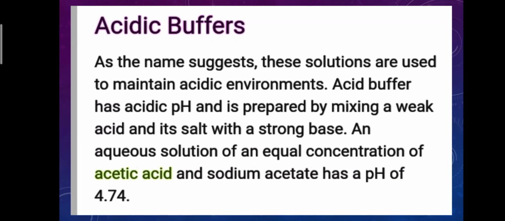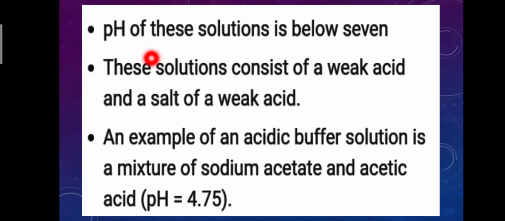This acidic buffer has a pH of 4.74 to 4.75. The pH of acidic buffer solutions is below 7. These solutions consist of a weak acid and a salt of a weak acid. An example of an acidic buffer solution is a mixture of sodium acetate and acetic acid, and its pH value is approximately 4.75.